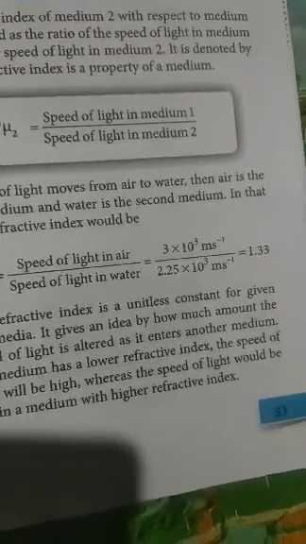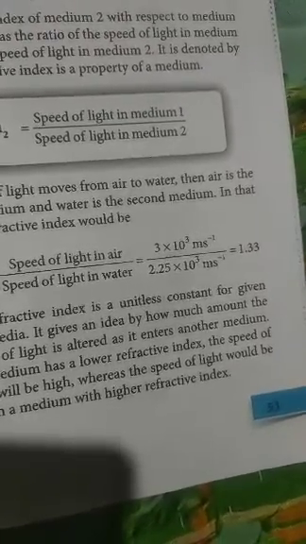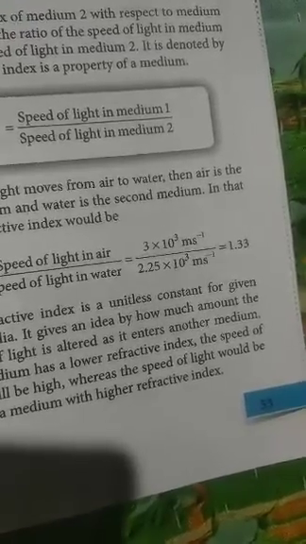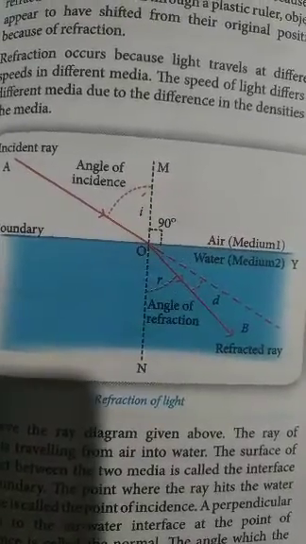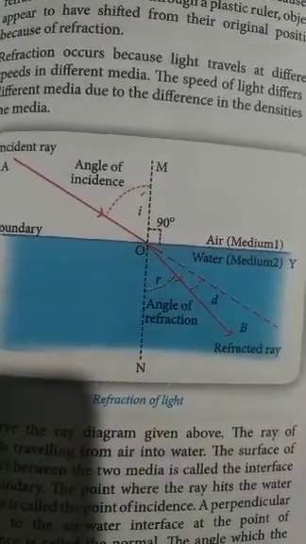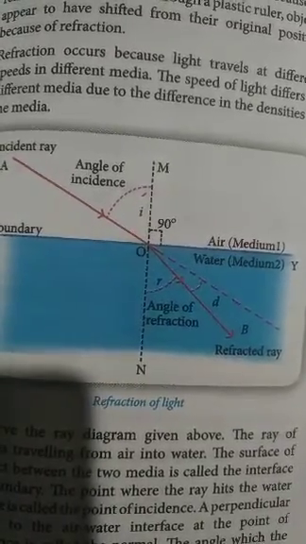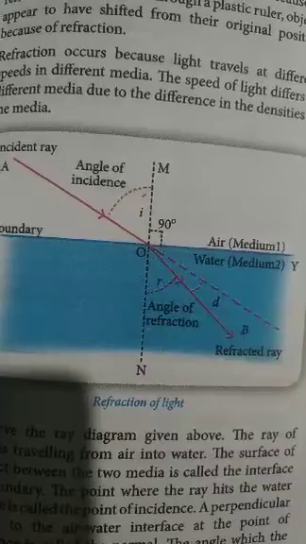Refractive index is a unitless constant for two given media. It just gives an idea by how much the speed of light is altered when it enters from one medium to another medium.